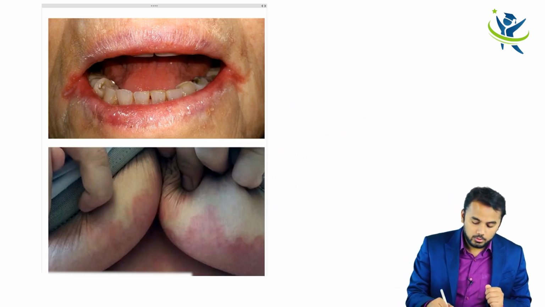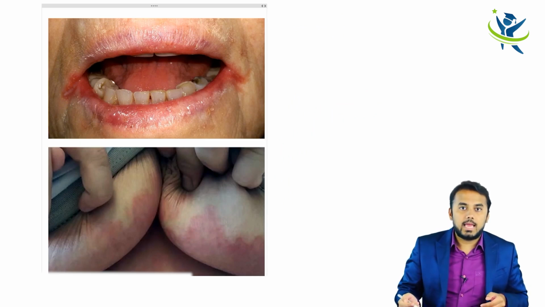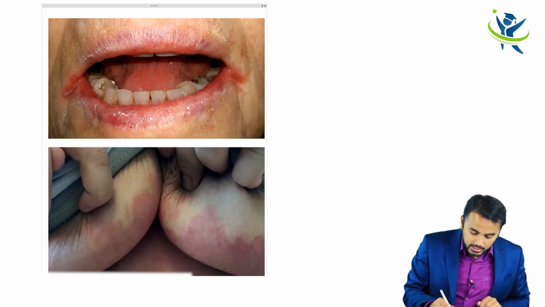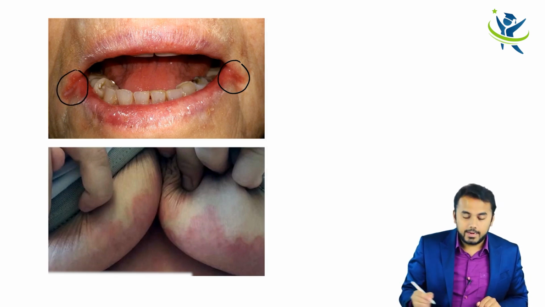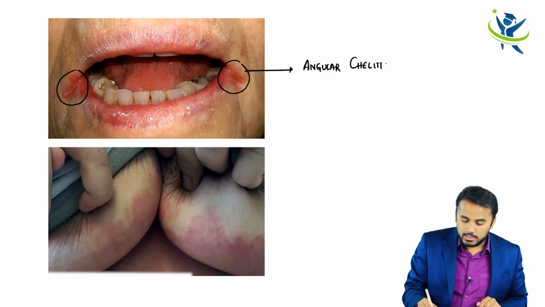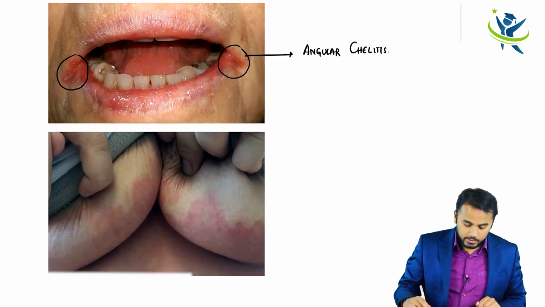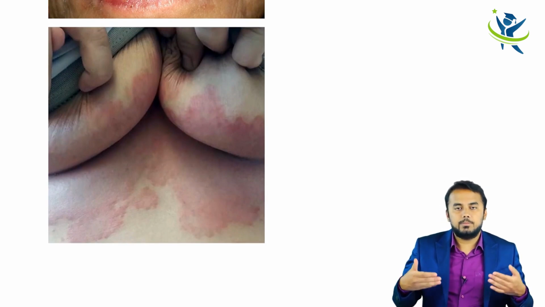I have already told you that you get an infection near the angles of the mouth. What was that, guys? Angular cheilitis. So you see a redness near the angle of the mouth in this patient here, right? So this is called angular cheilitis.